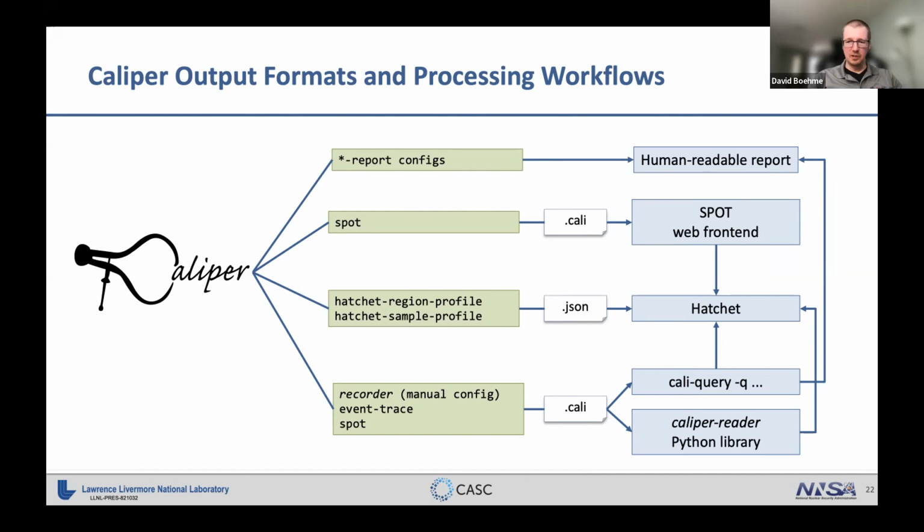For example, with the cali-query tool or a Python reader library that we have. And essentially from all of these ways, you can feed data into Hatchet. So arguably there are too many ways in Caliper to produce output for Hatchet. We're going to show you the most useful ones, I would say. But it's a very flexible approach.